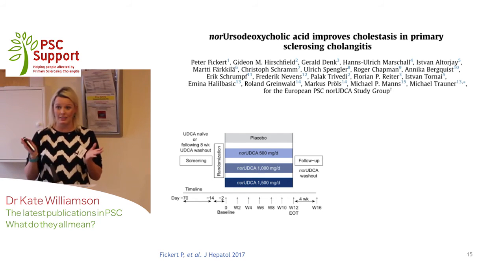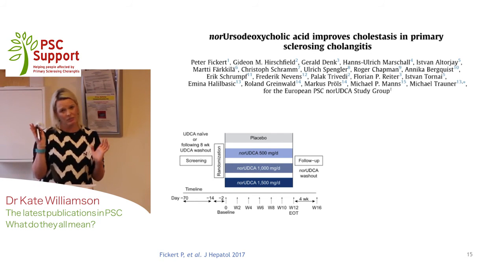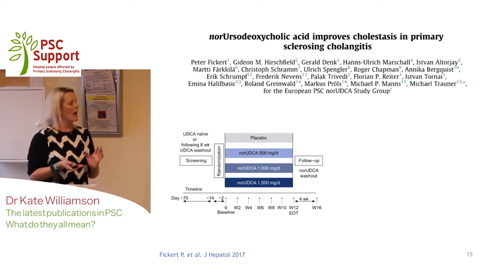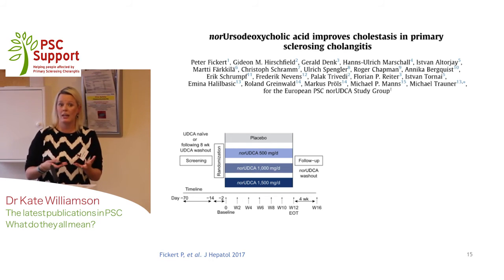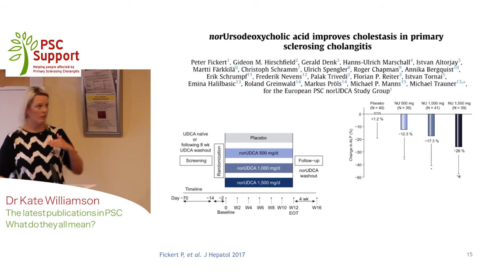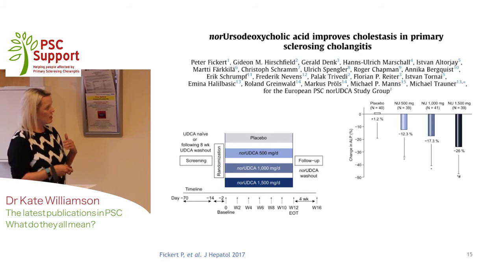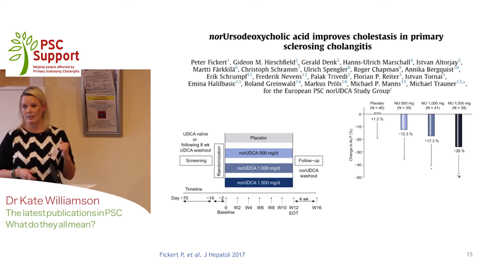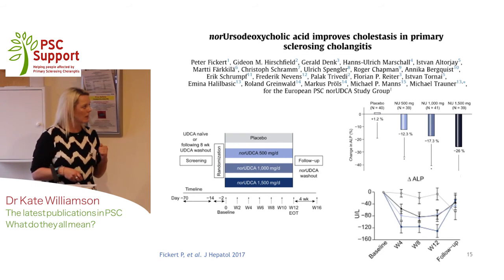Now this is a bile acid that's just ever so slightly different from ursodeoxycholic acid, and it's a tablet that you take, and the main aim was to see if the alkaline phosphatase went down. And so in the placebo group, it actually went up a little bit, and in the increasing doses of Norurso, the ALP went down by up to 26% in the highest group, and that was after about 6 months.